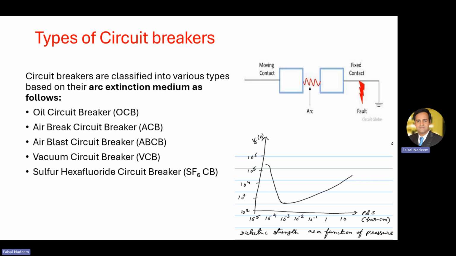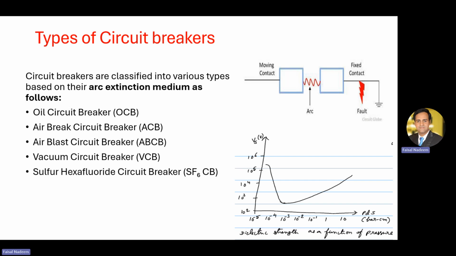Okay, students, now we'll continue with the circuit breaker series of lectures. Today we will discuss the types of circuit breakers. We know that there are different types of circuit breakers, and they are classified based on certain criteria.